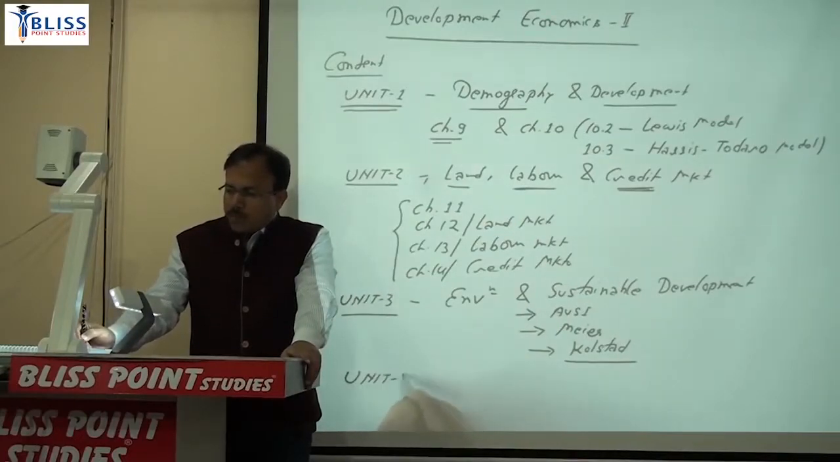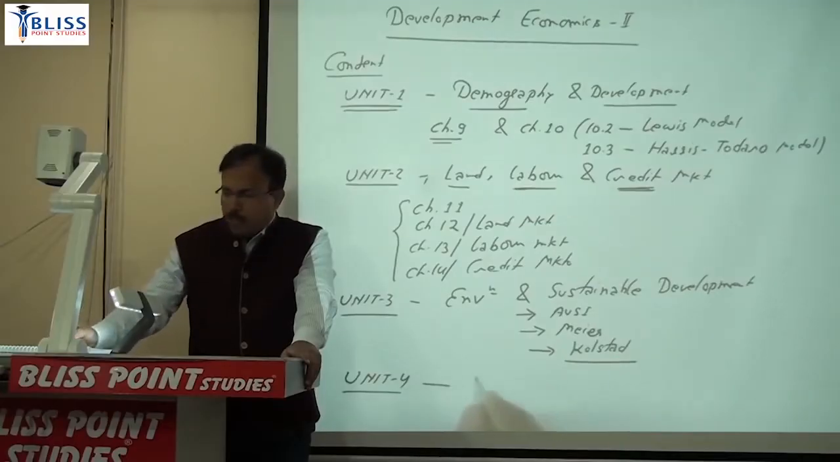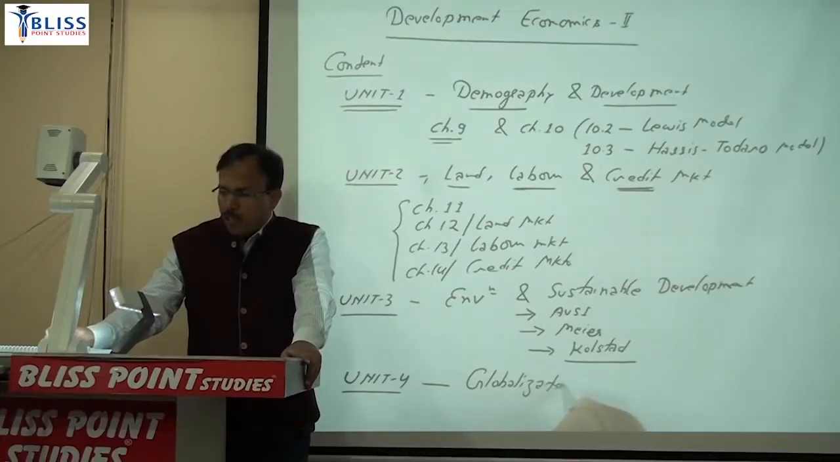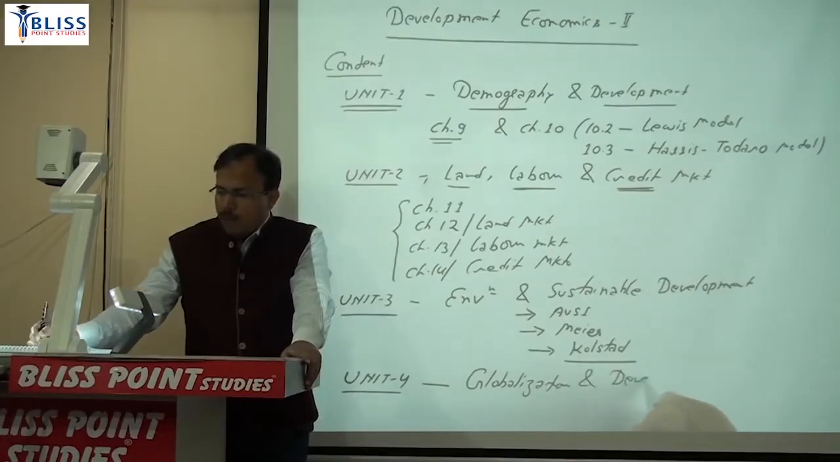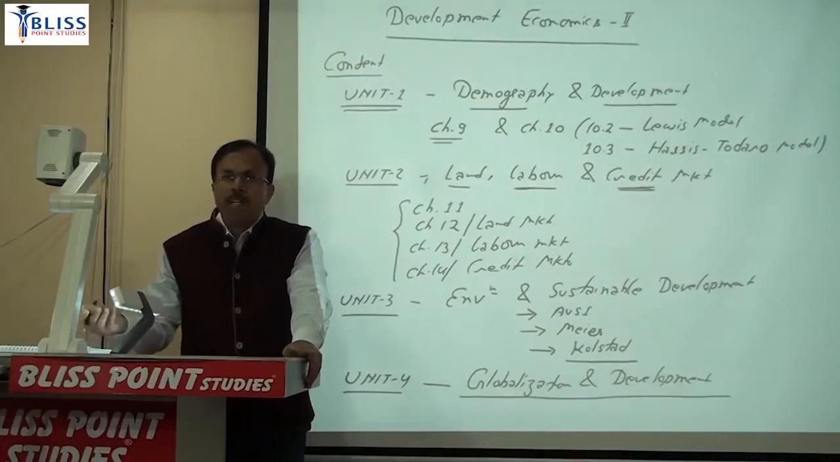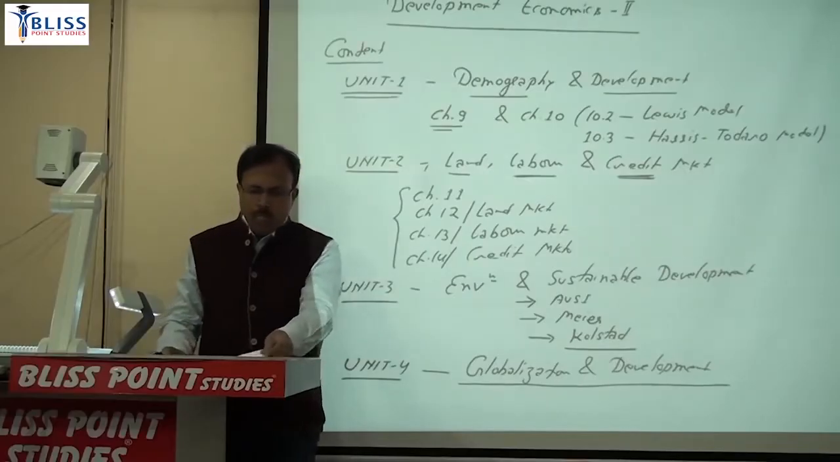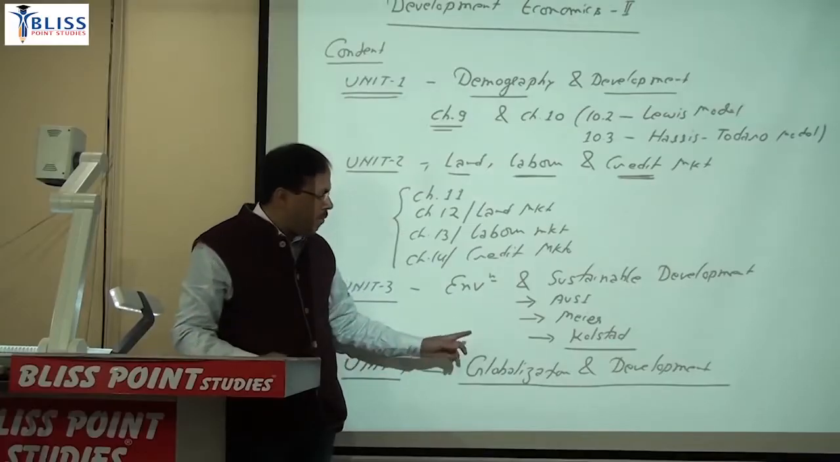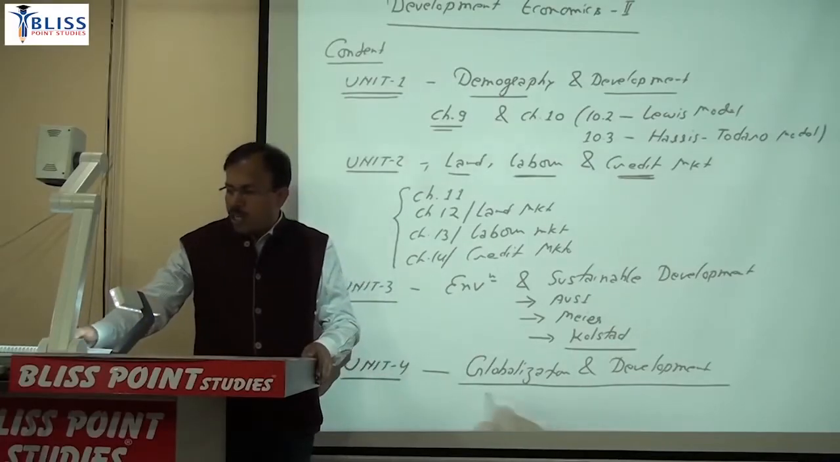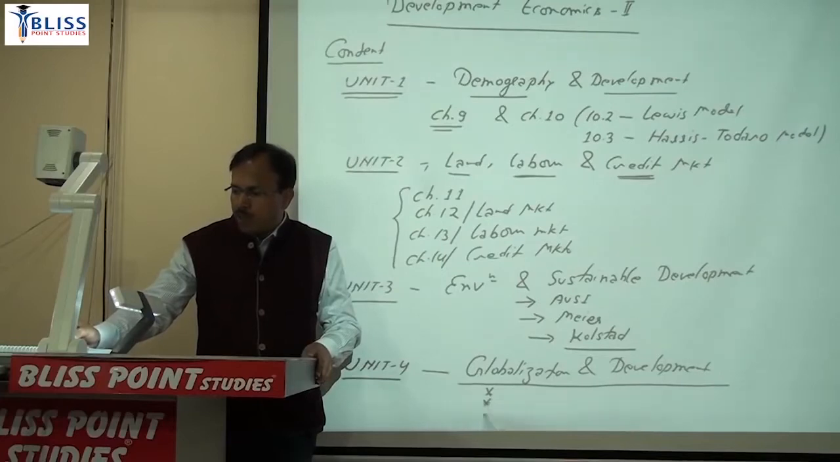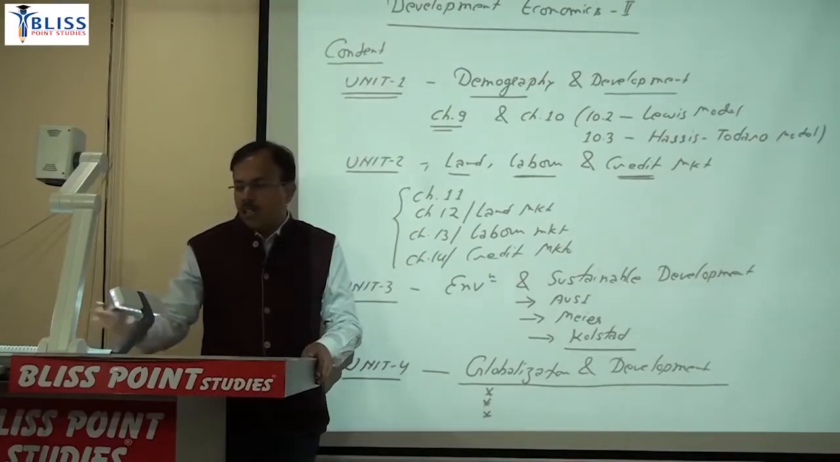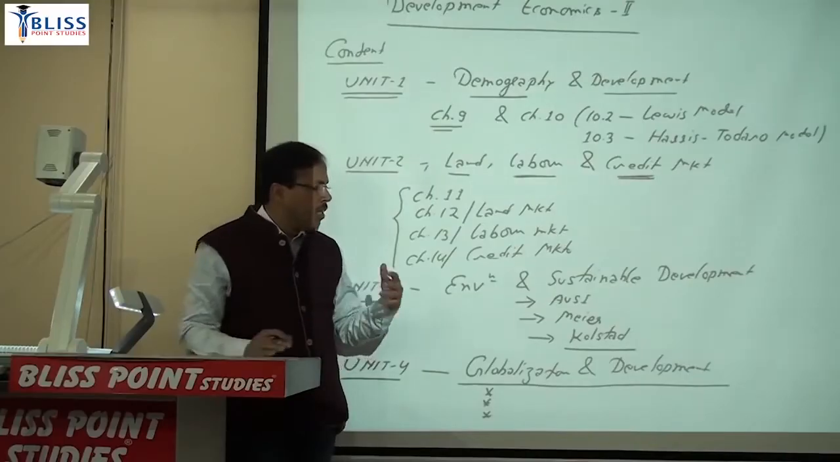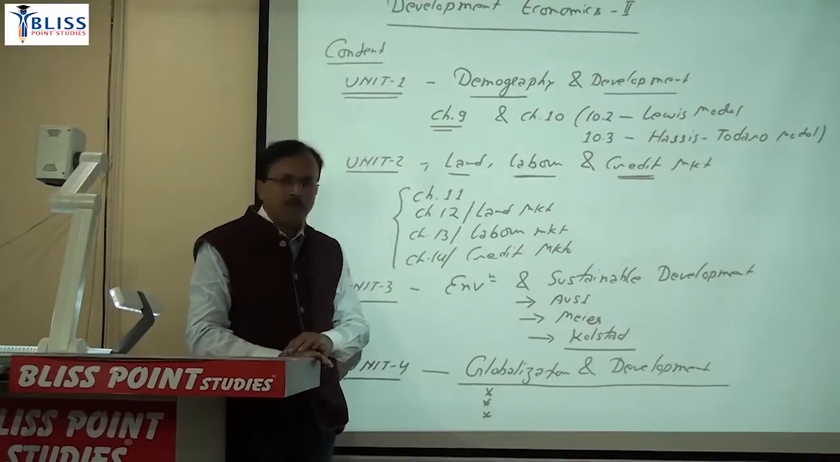And last unit is globalization and development. In that globalization and development, again there are 2 or 3 readings. One by Abhijit Banerjee, other is Dani Rodrik, and third is by Raghuram Rajan. So there are 3 different articles in globalization and development. So this will be the content for semester 6 developmental economics.